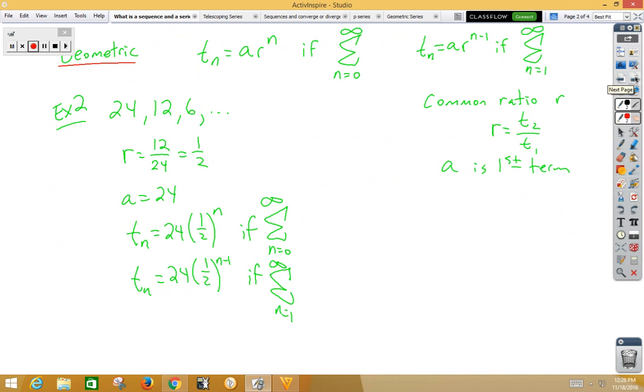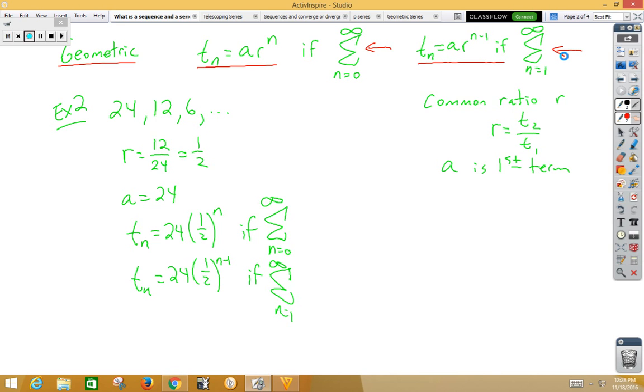We also learned back in Algebra 2 about geometric sequences. In a geometric sequence, the form could be t sub n is equal to a r to the n if the sequence is going from 0 to infinity, or it could be in the form t sub n equals a r to the n minus 1 if we're going from n is 1 to infinity. Now these sigmas are for series, not sequences, but we're just trying to get you a common background for this.